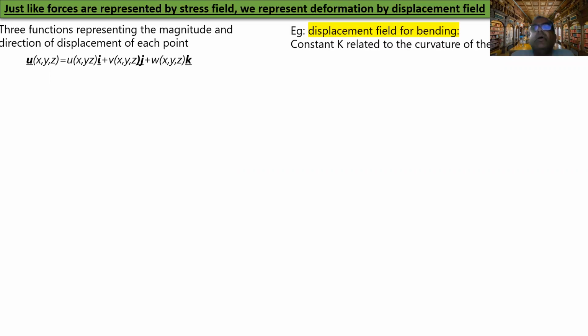It looks like this: U of x, y, z is Ui plus Vj plus Wk. If you remember your fluid mechanics, we had velocity field. In solid mechanics, we have displacement field. So the analogy is, in fluid mechanics, between velocity field and displacement field. Let's look at a particular example rather than in the abstract.